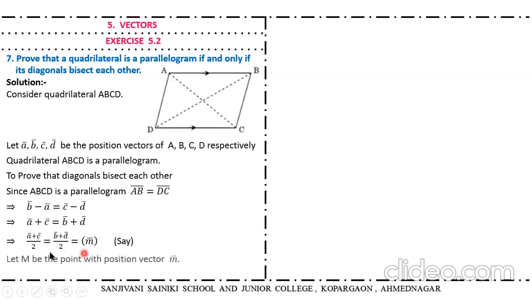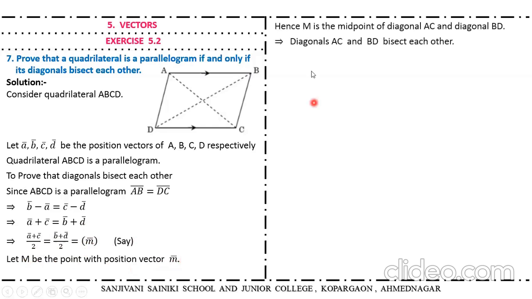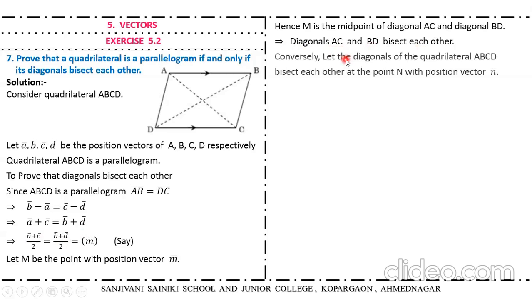That means M is the point with the position vector M bar. Hence, M is the midpoint of the diagonal AC and diagonal BD. M is the midpoint of AC and BD, which implies diagonals AC and BD bisect each other.